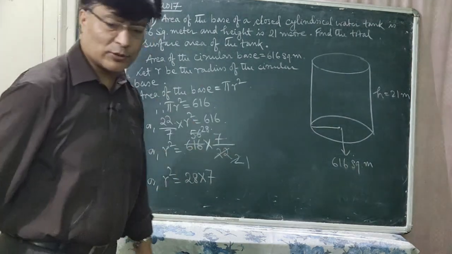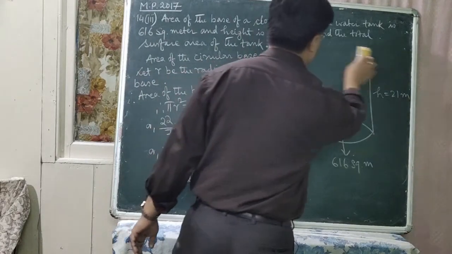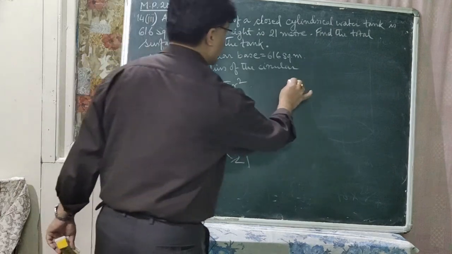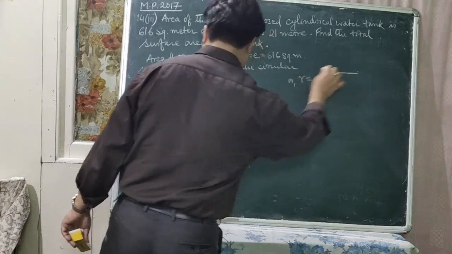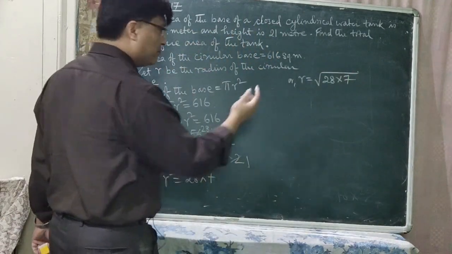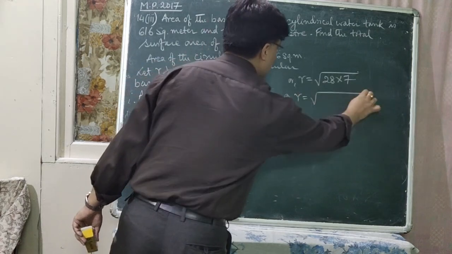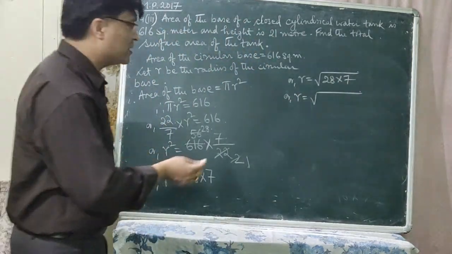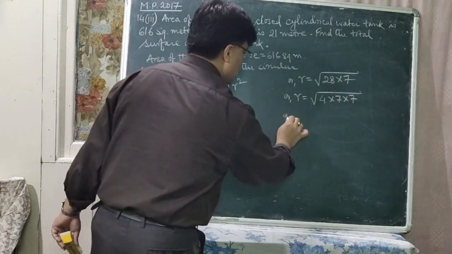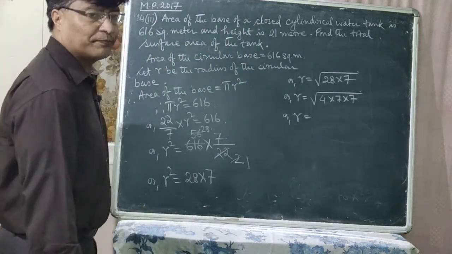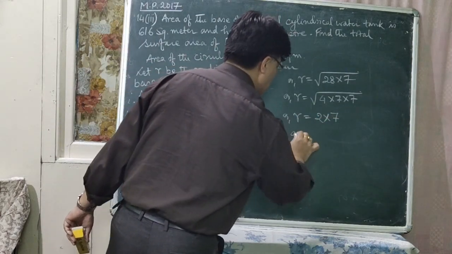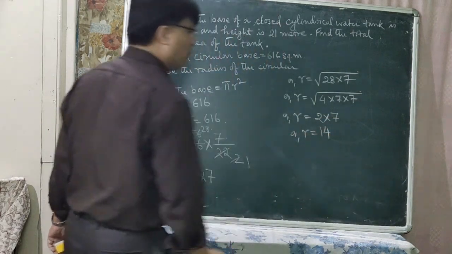Okay, so I think you have understood this figure. So what is the value for r now? r is equal to root over 28 multiplied by 7. Within the square root, you know that 28 means 4 into 7, so 4 into 7 into 7, right? So r is equal to, what is the square root of 4? Square root of 4 is 2. What is the square root of 7 into 7? That is 7. So r is equal to 7 2s are 14.